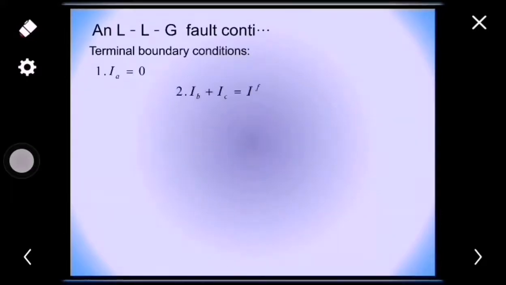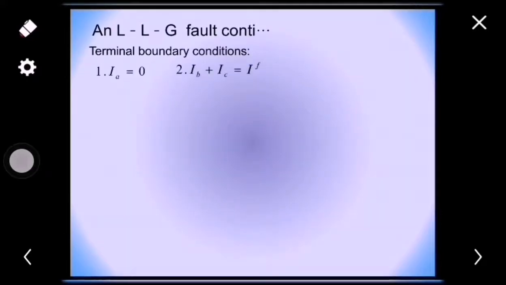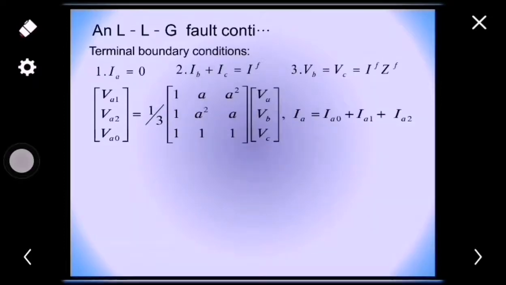IA equal to 0, IB plus IC is equal to IF, VB equal to VC equal to IF into ZF. Now let us deploy symmetrical components transformation for voltages and currents. Here IA is Ia0 plus Ia1 plus Ia2. Now the first boundary condition is IA equal to 0.